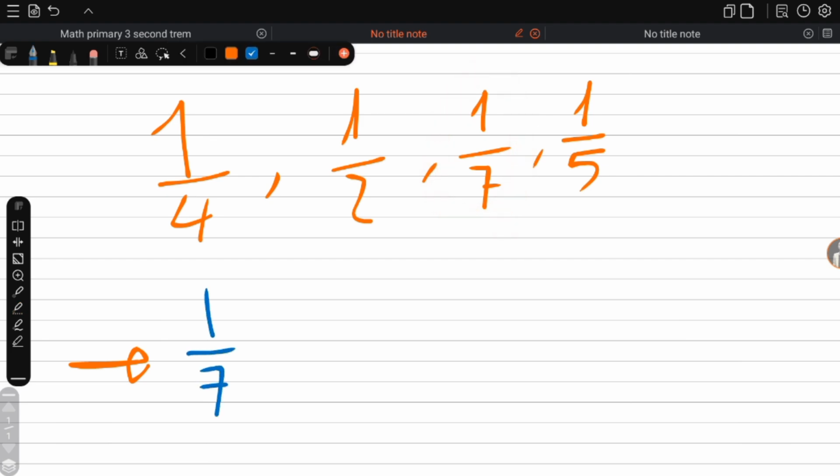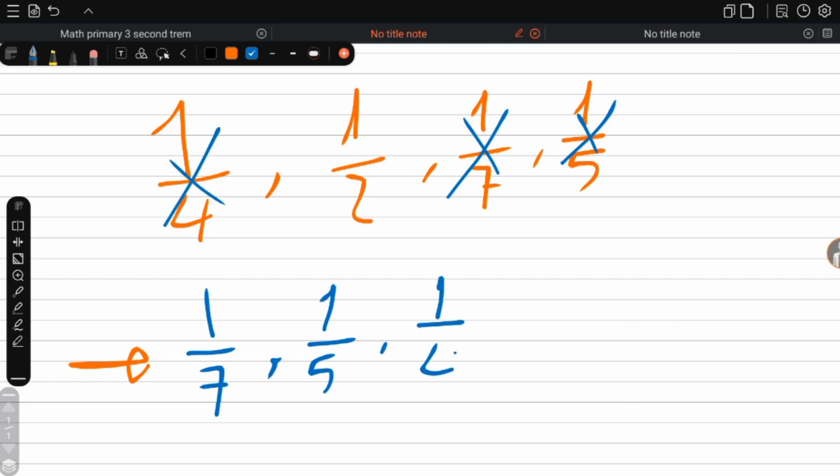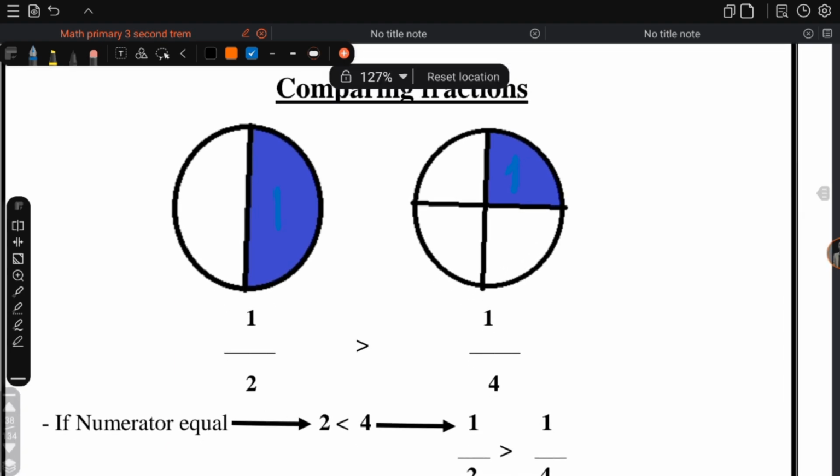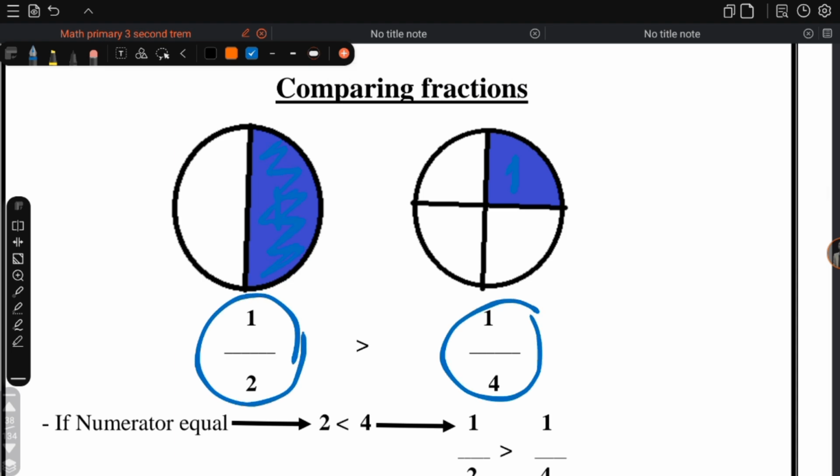Okay, 1 over 7 is the smallest fraction. From the left, I need a bigger denominator, and the bigger denominator gives the smaller fraction. So 1 over 5. Okay, and then, yes, 1 over 4. And lastly, I have 1 over 2. As I see here, from these two examples, I have one part out of how many? Out of 4, and this one out of 2 parts. So where will you take more? Yes, when I take 1 over 2, this is more. So 1 over 2 is greater than 1 over 4.